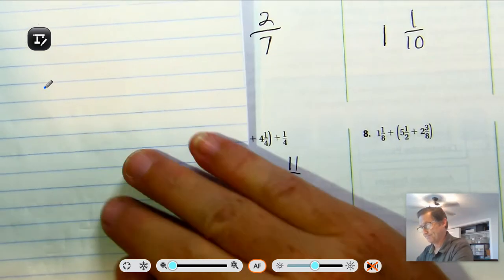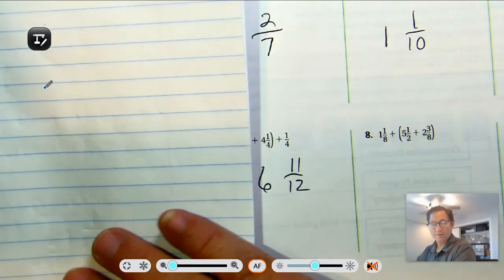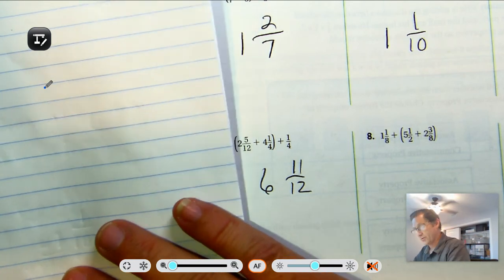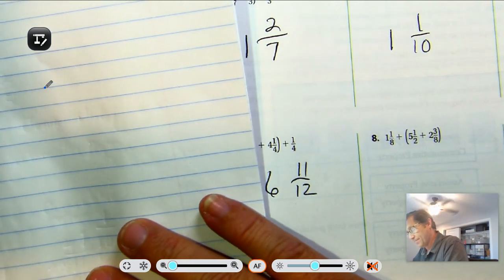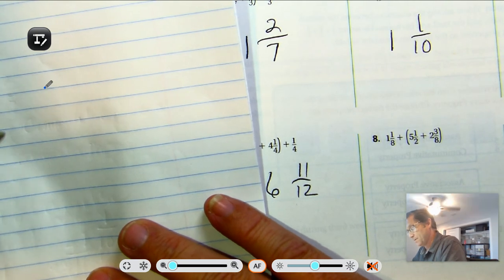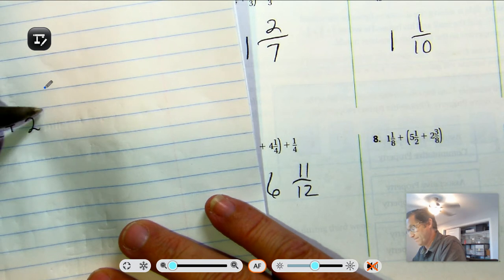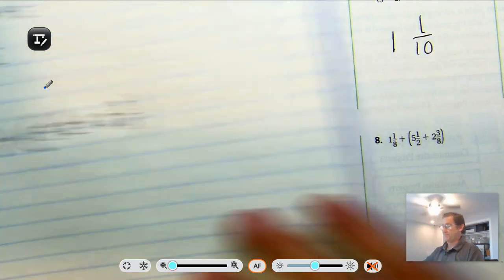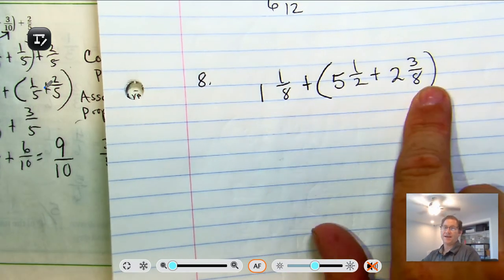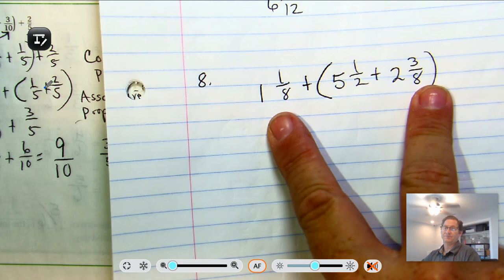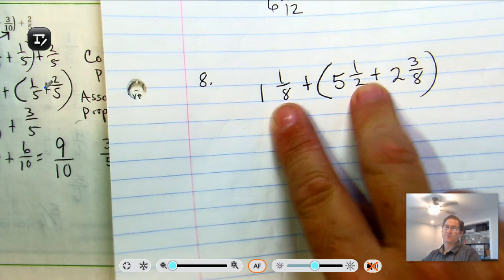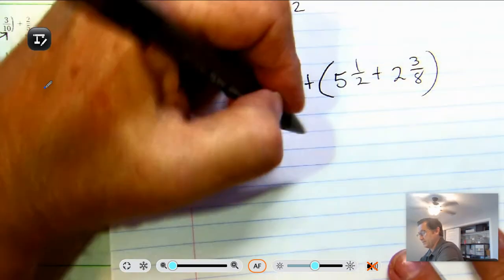Number 8. Number 8, you have 1 1/8 plus the sum of 5 1/2 and 2 3/8. Well, this is eighths, halves, eighths. Let's put the eighths together. Well, I just can't change the grouping symbols, so I'm going to have to change the order of those two first.